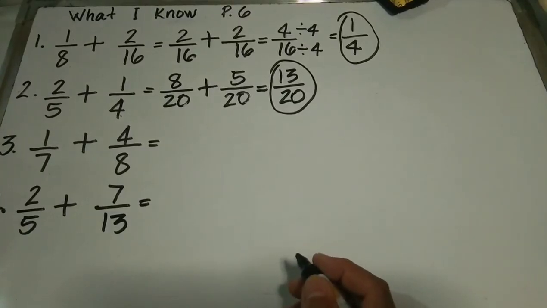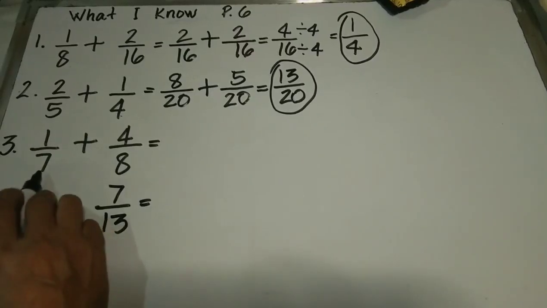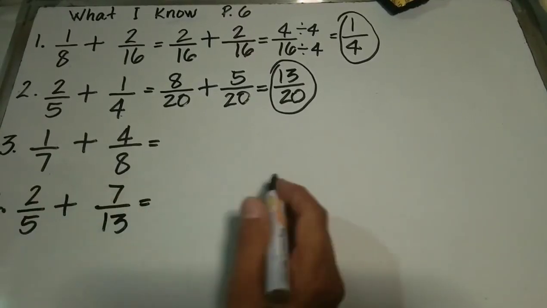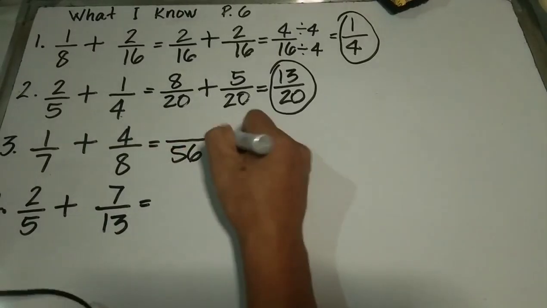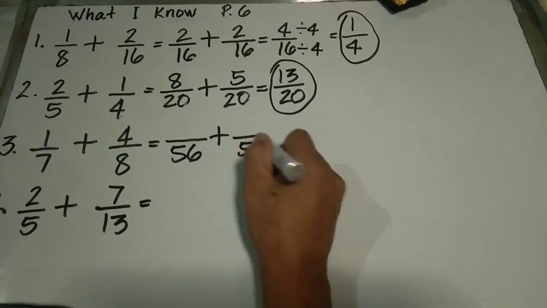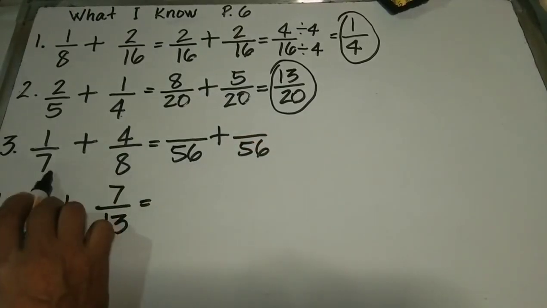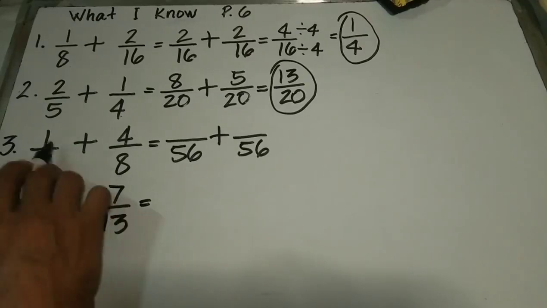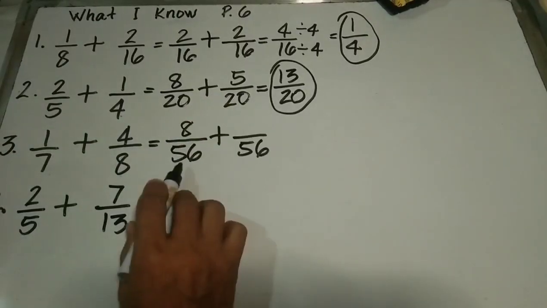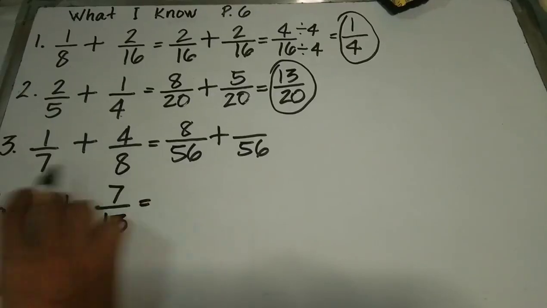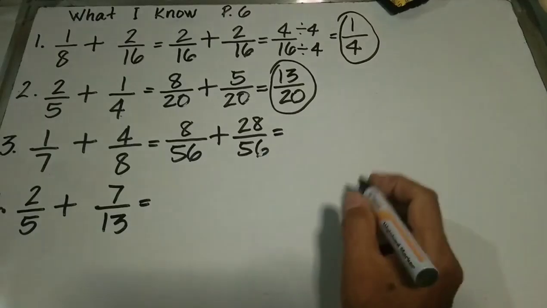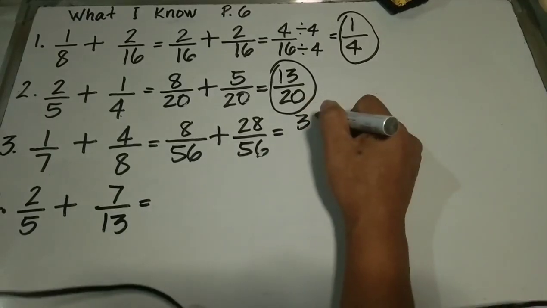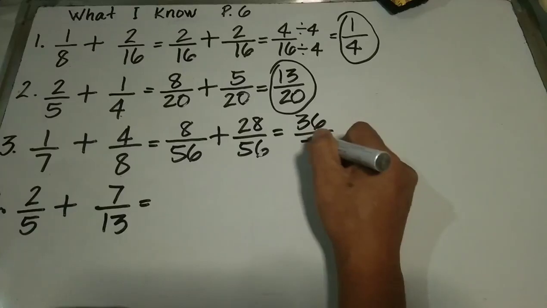Number 3. 1/7 plus 4/8. So again, these are subsequent numbers, so we will multiply them right away. 56 will be our LCD. 56 divided by 7, the opposite is 8. 8 times 1, we have 8. 56 divided by 8, the answer is 7. Times 4, 28. So we add the numerators, we have 36 over 56.